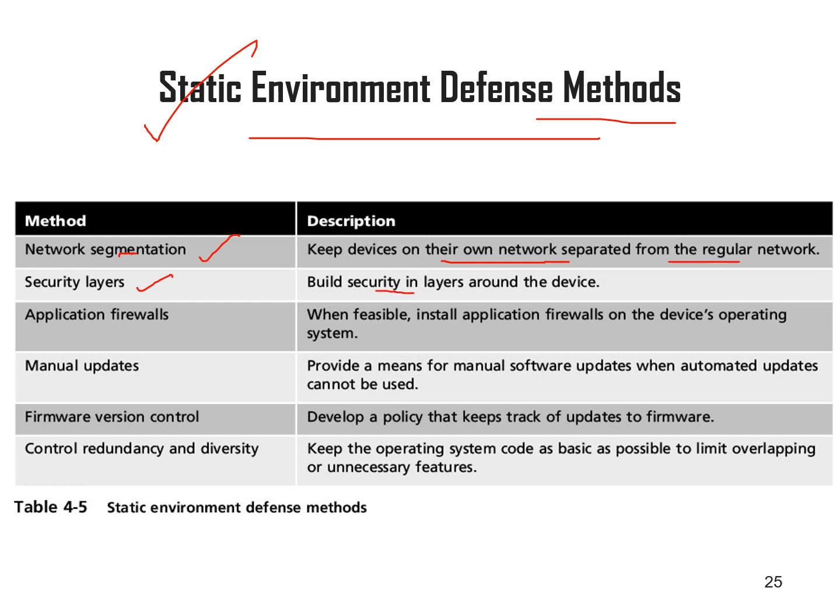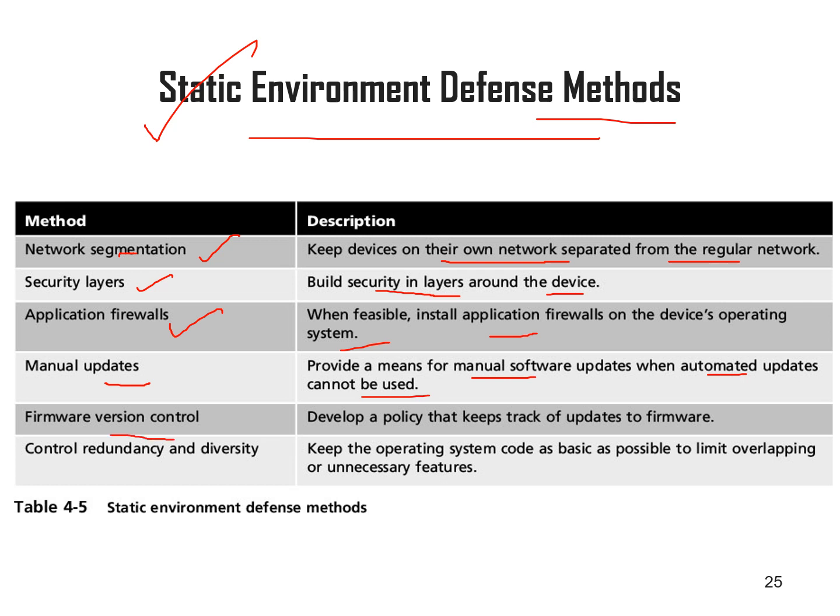Security layers: build security layers around the devices. We can do this. Application firewalls: when it is feasible, install application firewalls on the device operating systems. Manual updates: provide a means of manual software updates when automated updates cannot be used. So if I am not able to update a particular static environment device, say for example a microprocessor or an embedded device, I can do a manual update also.